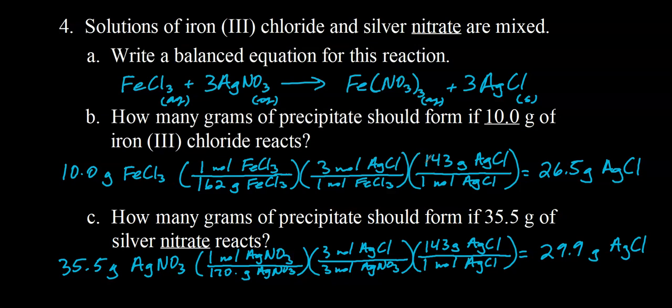And then if we look at the silver nitrate, if you start off with 35.5 grams of silver nitrate, you should produce 29.9 grams of silver chloride. Let me give you something to think about. What if you mixed 10 grams of iron(III) chloride with 35.5 grams of silver nitrate? How many grams of precipitate should form? So that's something that we'll talk about in our next topic, something called limiting reactants. But for now, we'll just stick with the stoichiometry.